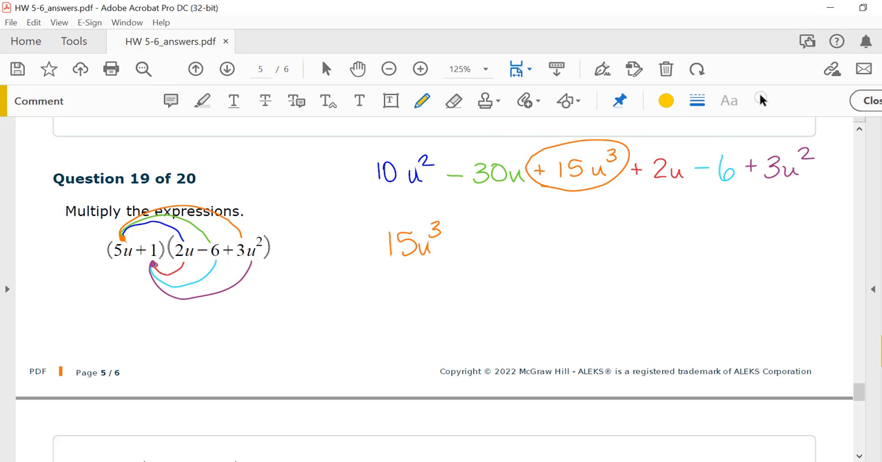How about u squareds? 10u squared plus 3u squared is 13u squared. -30u plus 2u is -28u. And you still have the -6.